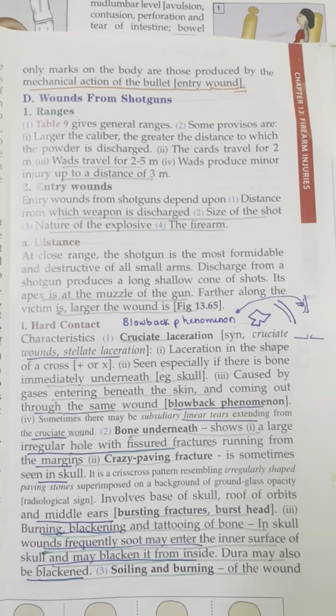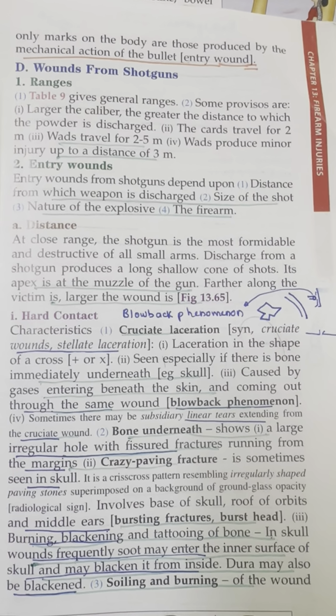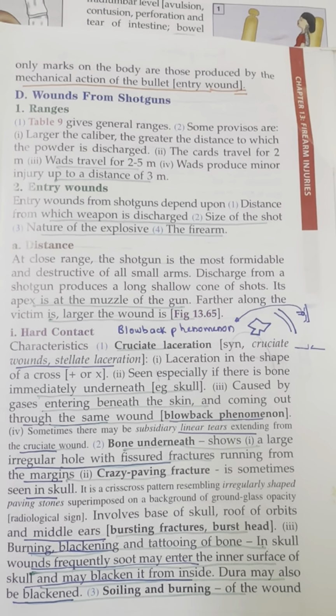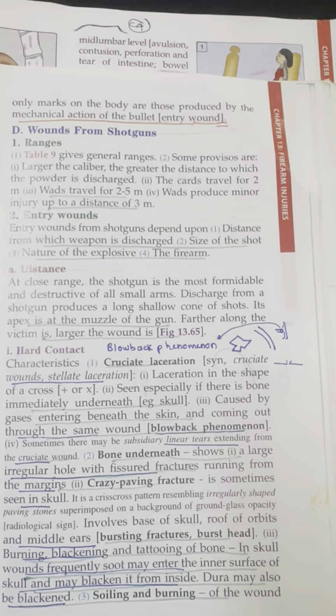Entry wound. Entry wound from a shotgun depends upon the distance from which the weapon is discharged, size of the shot, nature of the explosive, and the firearm. At close range, the shotgun is the most formidable and destructive of small arms. Discharge from a shotgun produces a large, long, shallow cone of shot. Its apex is at the muzzle of the gun. The farther along the victim is, the larger the wound is.